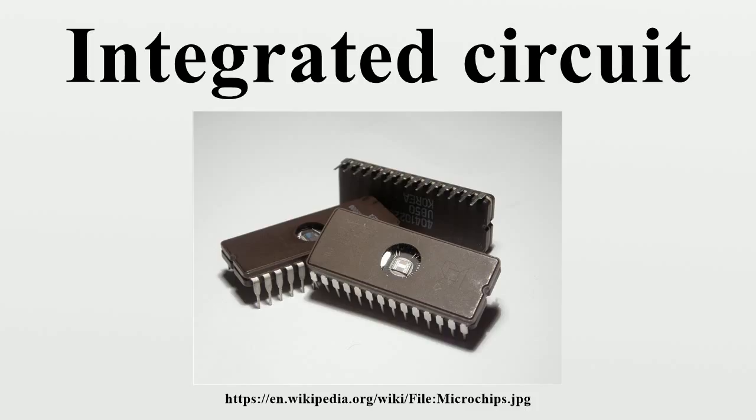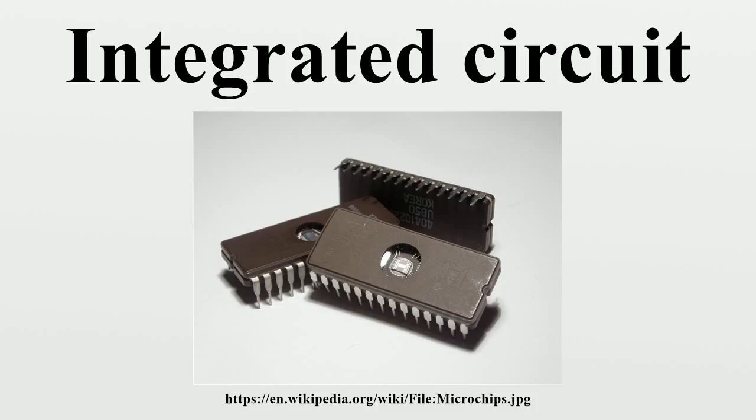ICs have two main advantages over discrete circuits: cost and performance. Cost is low because the chips, with all their components, are printed as a unit by photolithography rather than being constructed one transistor at a time. Furthermore, packaged ICs use much less material than discrete circuits. Performance is high because the IC's components switch quickly and consume little power as a result of the small size and close proximity of the components.